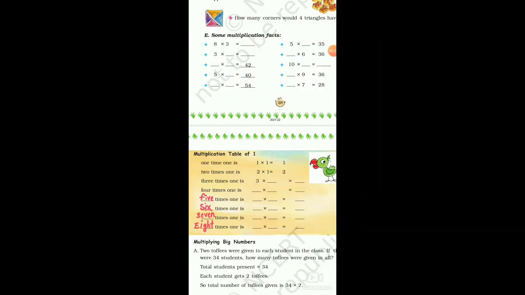So students, Nazia ma'am has completed till page number 134 and she has given question number E, some multiplication facts as homework. Hope you all have completed your homework. Okay students, and now I am going to continue from page number 135. So quickly open your Mathematic textbook, and open page number 135.